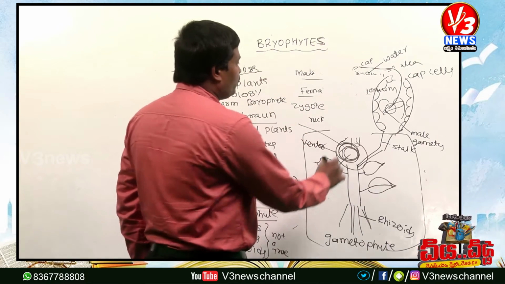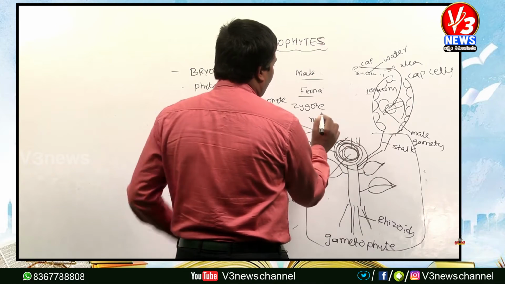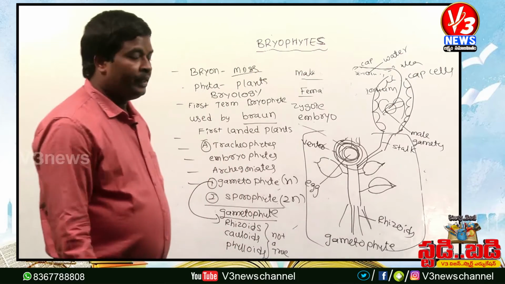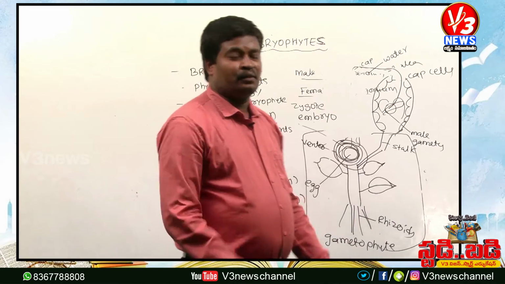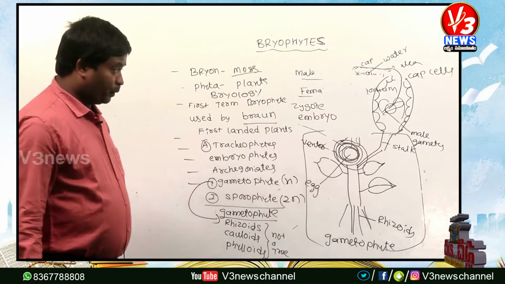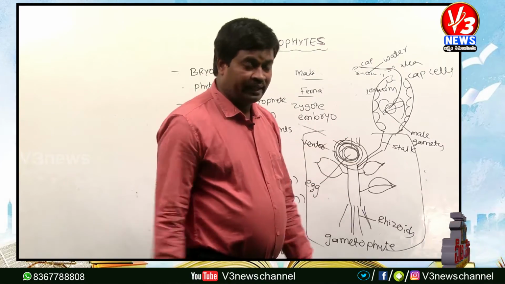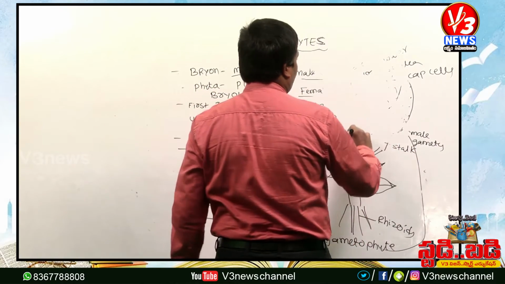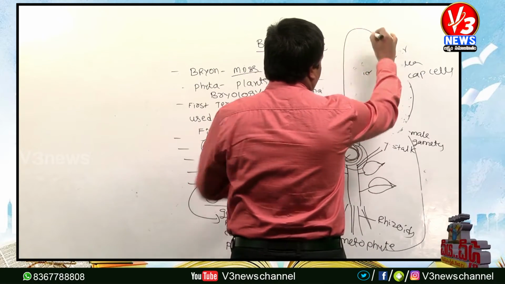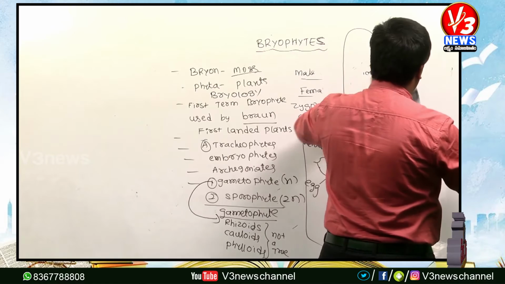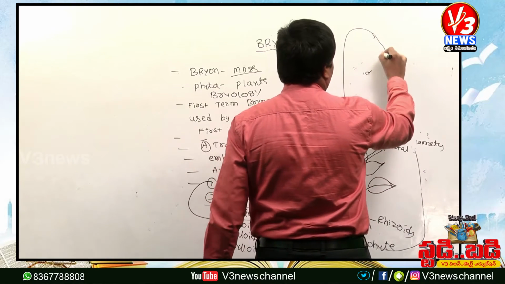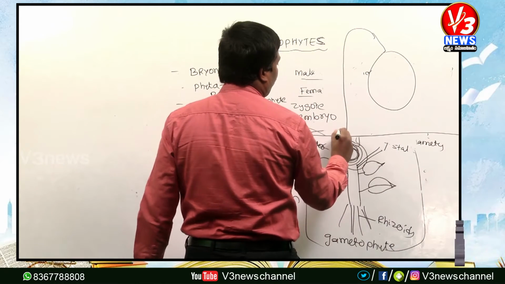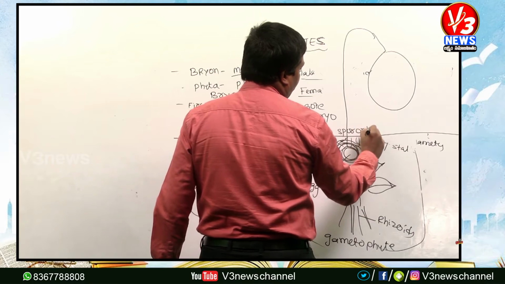The zygote develops into an embryo. The embryo develops into a sporophyte, but the embryo does not develop into a seed. This embryo develops into a sporophyte. This portion is called the sporophyte.